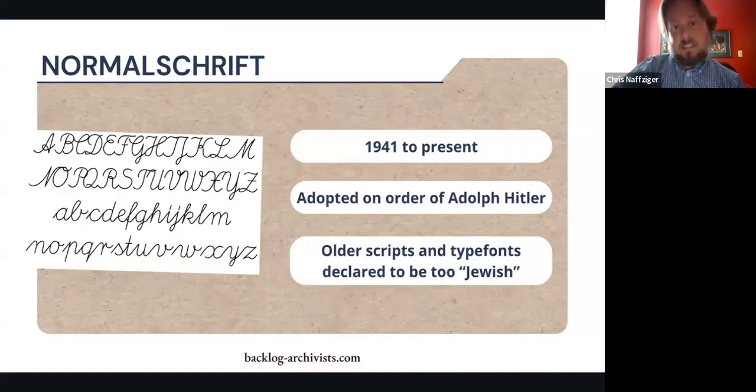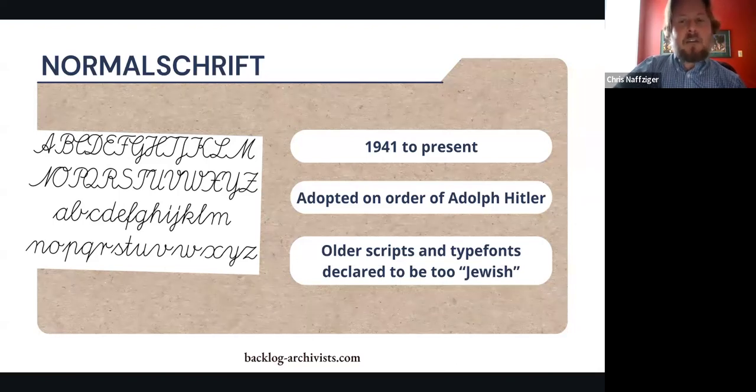So then, this is where it gets very interesting. Of course, the German Empire ended in 1918. It became the Weimar Republic. And then, of course, Adolf Hitler and the Nazi Party took over. War broke out in 1939. And something interesting happened. In 1941, Adolf Hitler orders a complete reform of both script and, as we'll see in a little bit, the type fonts of the Third Reich.